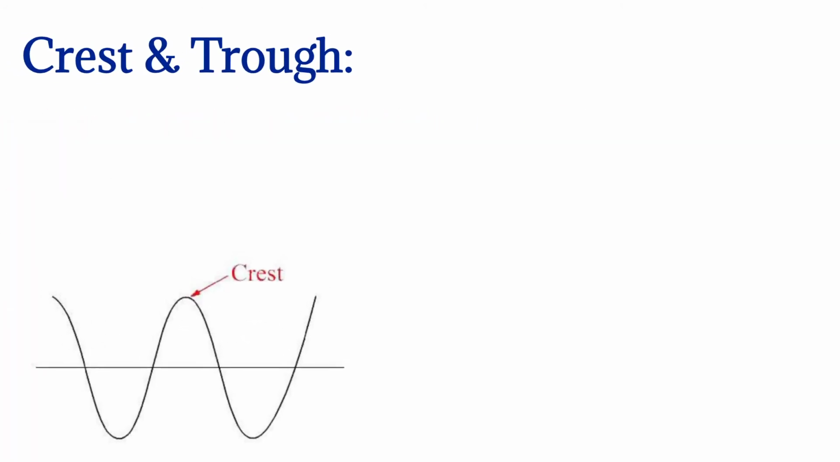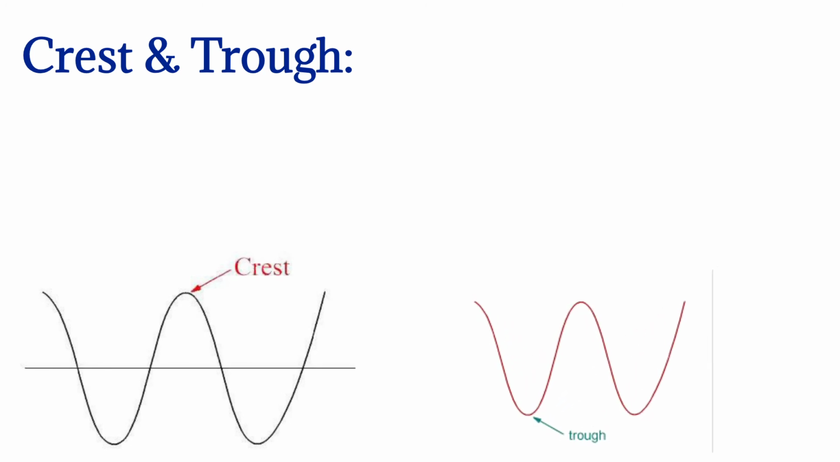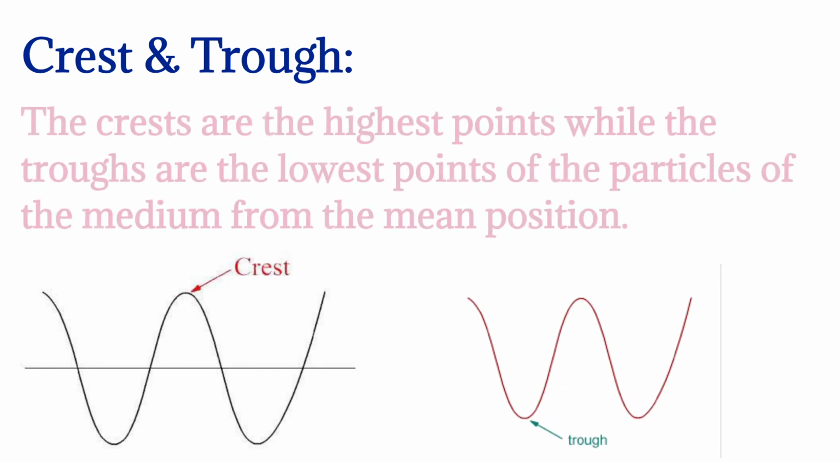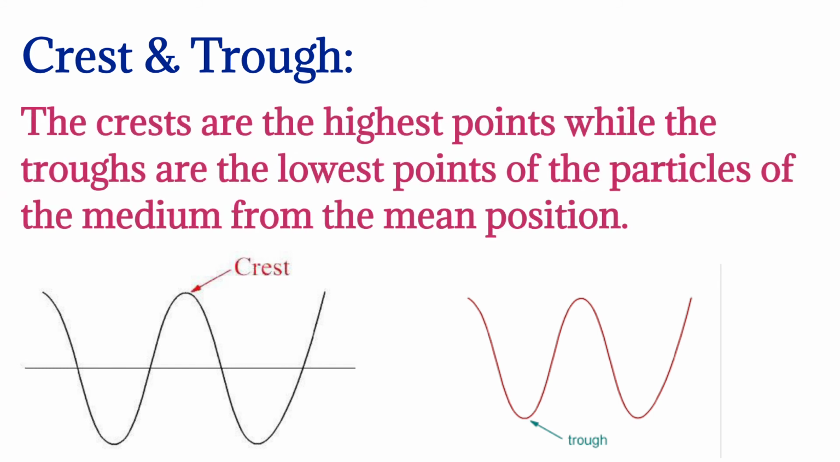Now we will discuss crest and trough. The crests are the highest points while the troughs are the lowest points of the particles of the medium from the mean position.